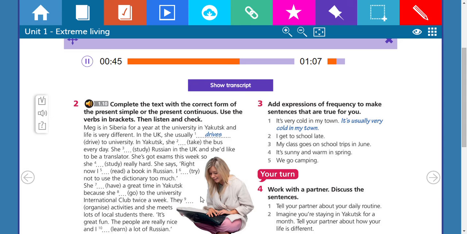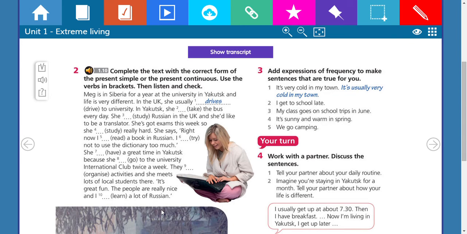She's having a great time in Yakutsk because she goes to the University International Club twice a week. They organize activities and she meets lots of local students there. It's great fun. The people are really nice and I'm learning a lot of Russian.